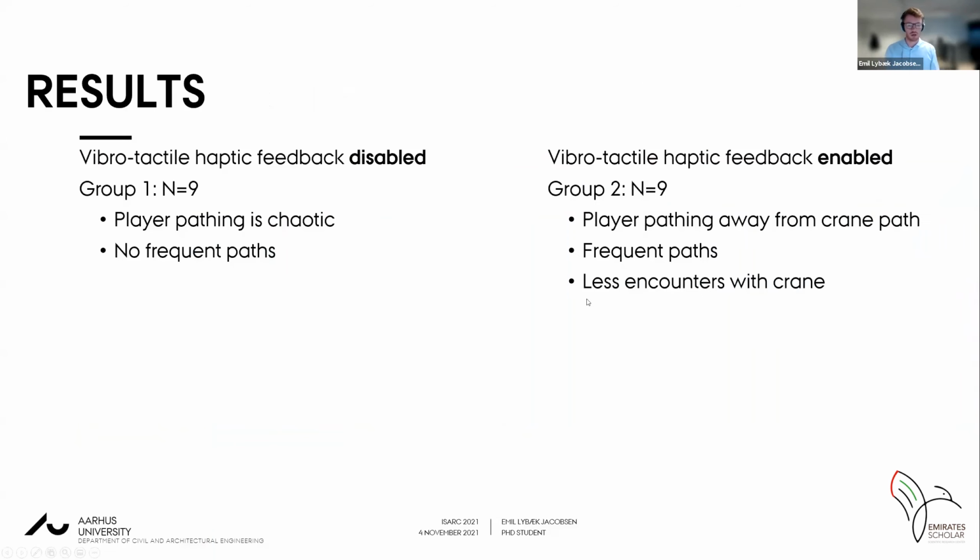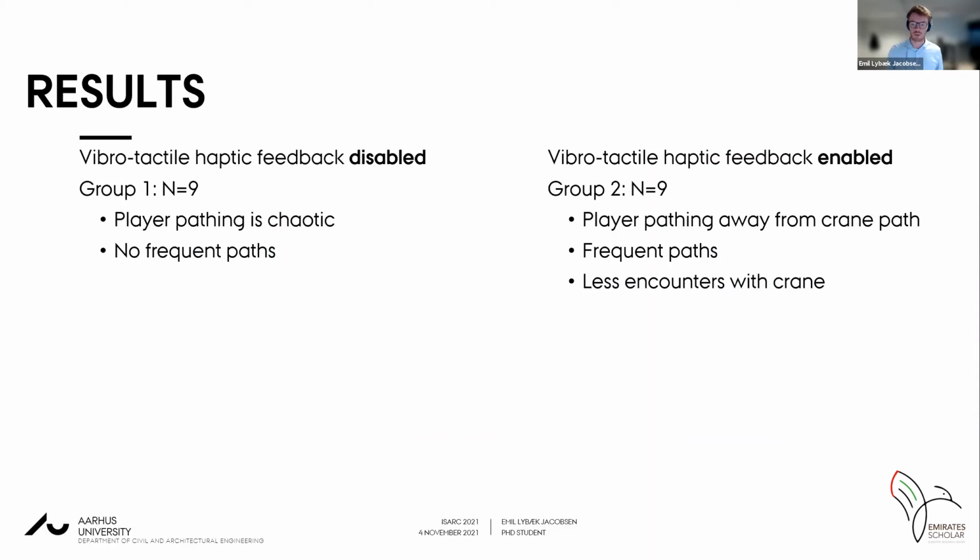For the results, as I stated, we have 2 groups, sorry, each of them with 9 participants. And what we see in group 1, where we have the haptic feedback disabled, is that the pathing of the players is very chaotic, and there's not really any frequent pathing. But this changes when we enable the vibrotactile feedback. And these 2 groups are completely independent. No participant has been in both groups. So the ones that experience haptic feedback don't experience it without it.